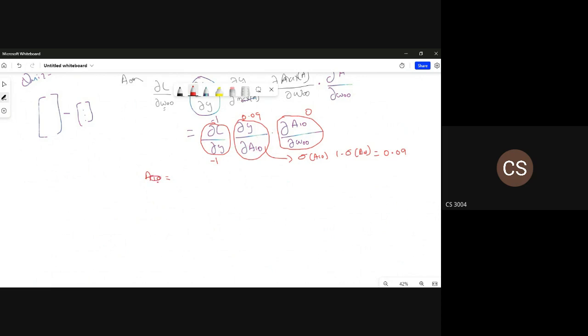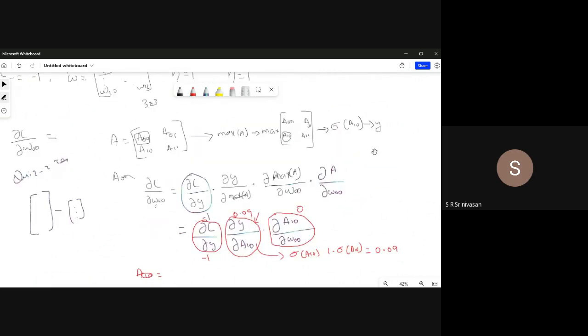So for dou L by dou W00, I have computed the value as -1 into 0.09 into 0, which results in 0, right? And for dou L by dou W01, these two quantities will remain the same, right? Because the expression remains the same. Can you tell me why this quantity remains the same? Can you guess that?